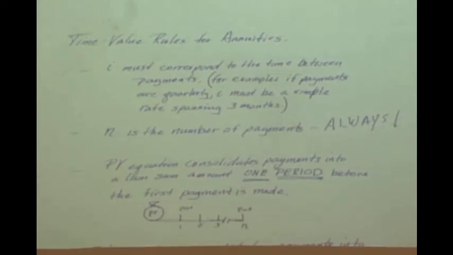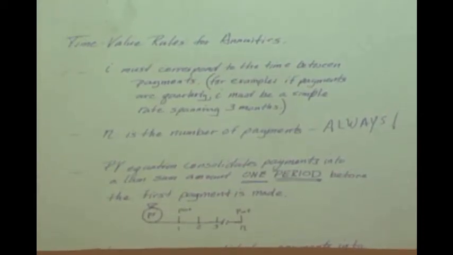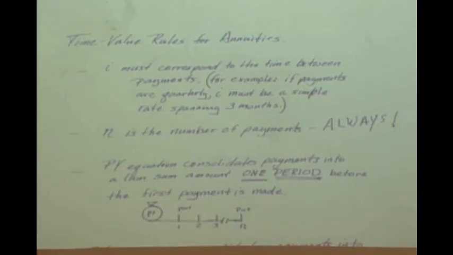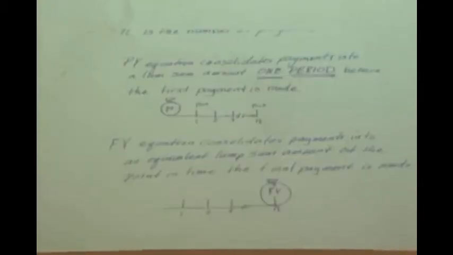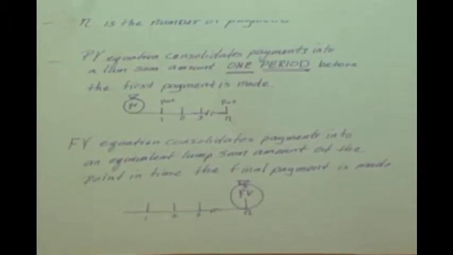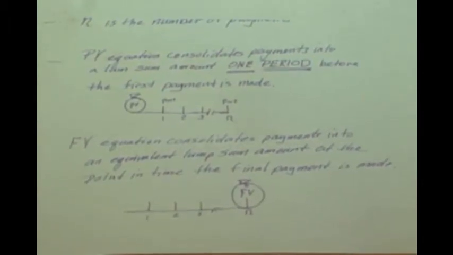And the other thing we have to remember, and I think it's easy to make a mistake here, is what these equations do. The present value equation consolidates all payments into a lump sum one period before the first payment is made. The future value equation consolidates the payments into an equivalent lump sum at the point in time the last payment is made.